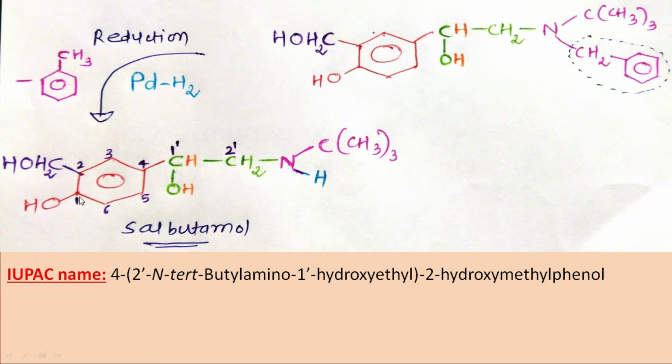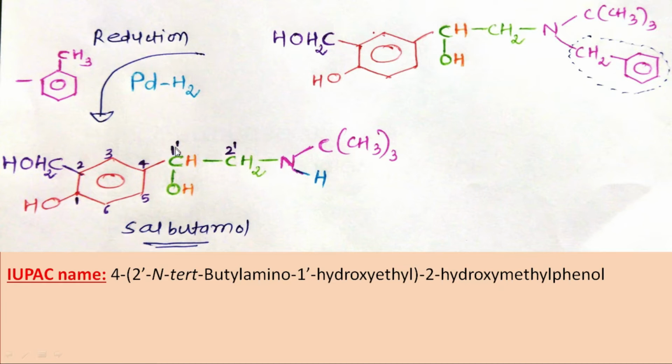So in the phenol we will give numbering. This is number 1, then this one is 2, 3, 4 and 5. On the second position, hydroxymethyl is present. On the fourth position, ethyl is present. Here we have given number 1, 2, 3, 4, 5, 6. So on the ethyl group we will give different numbering, that is 1 prime, 2 prime. On the first carbon of ethyl group, hydroxy is present, whereas on the second carbon, amine is present.